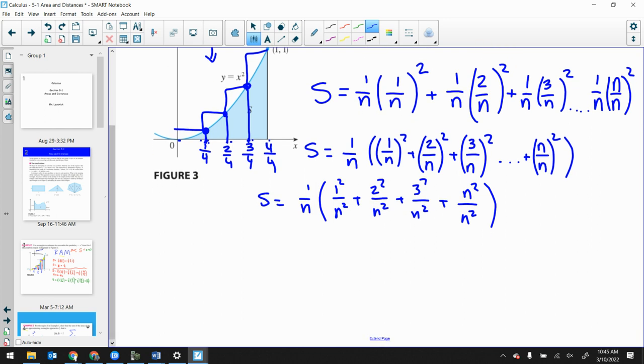Now, can't I pull out a 1 over n squared? Do you see how I'm dividing by n squared to all of those things? So let's pull that out. Let's pull out a 1 over n squared. So S is equal to 1 over n times 1 over n squared times 1 squared plus 2 squared plus 3 squared plus, I forgot my dot in there, n squared.